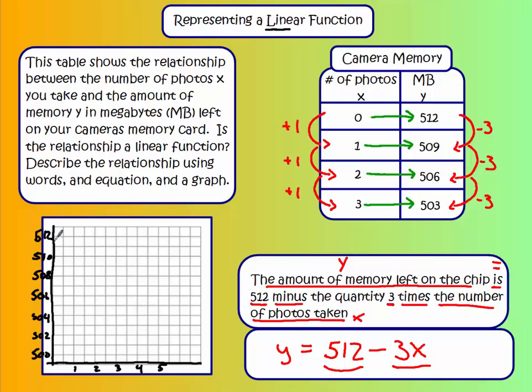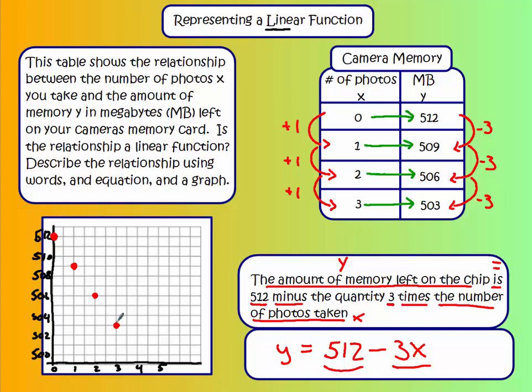Alright, so let's see how this graphs. Well, the number 0 goes with 512. So I'll use red to show it up. So all the way up to 512 at 0 would be a point up here. At 1, the number that matches with that is 509. So 509 is between 508 and 510. So that's going to be right here. At 2, I have to go up to 506. So that's right here. And at 3, I go up to 503, which would be right here.